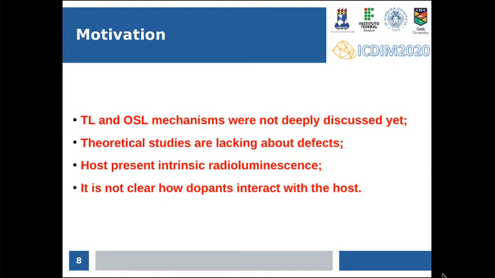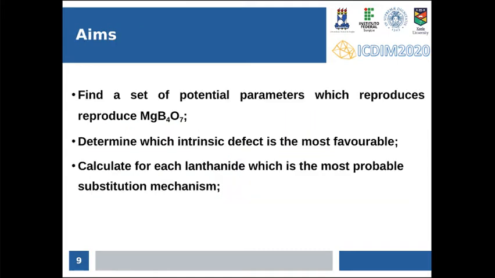Then, this work aims to describe the MBO by classical atomistic modeling. This technique is very useful for calculation of defects, to determine which intrinsic defect is the most favorable, and to clarify which is the most probable substitution mechanism for dopants. Summarizing, we will study defects in this material.